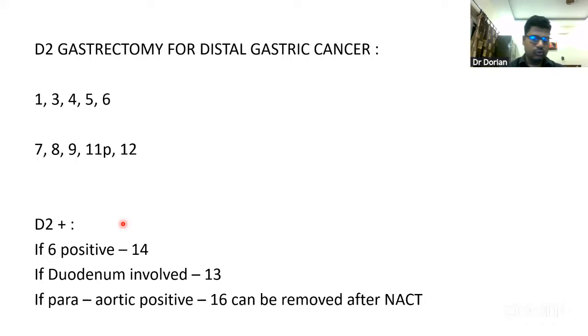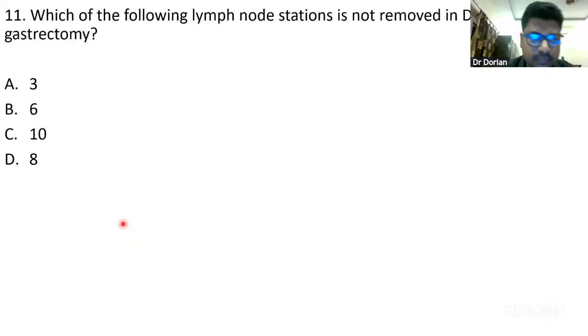So what is the minimum number of lymph nodes required to be removed in the case of carcinoma stomach? Can someone put it in the chat box? Minimum number of lymph nodes required to be removed in carcinoma stomach. Someone please put it in the chat box.